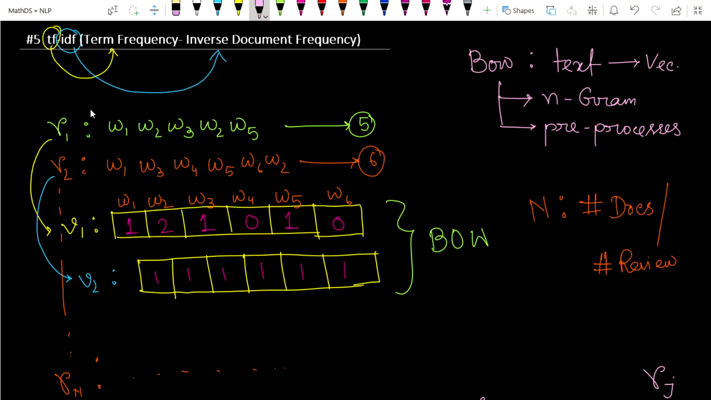We give less importance to words that are more frequent in the whole document collection, like the, a, and words like that. And we give more importance to rare words in the whole corpus. That's the main importance of TF-IDF.